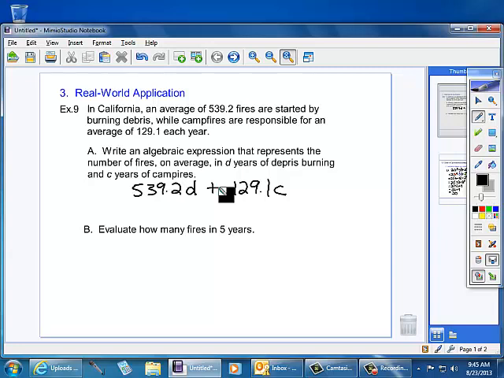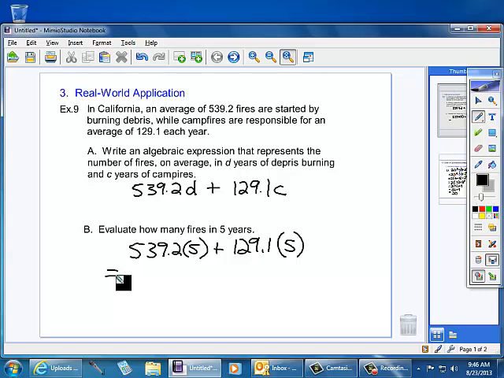Now to evaluate how many fires would be in 5 years, well, D represents years and so does C. So I'm just going to replace D and C with the number 5. Put that in parentheses. Okay, so let's use the order of operations here. I have multiplication, then addition, then multiplication. I kind of have two separate multiplications, so I'll just do them both at the same time. It's not going to hurt anything.